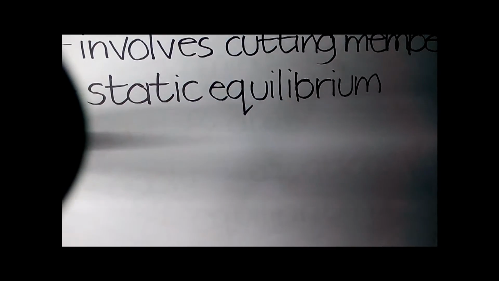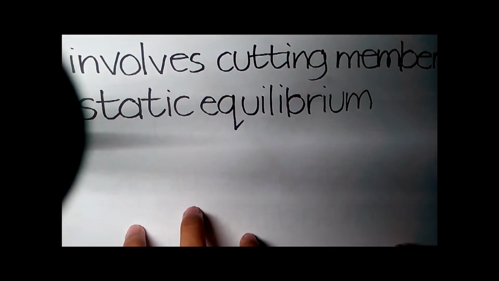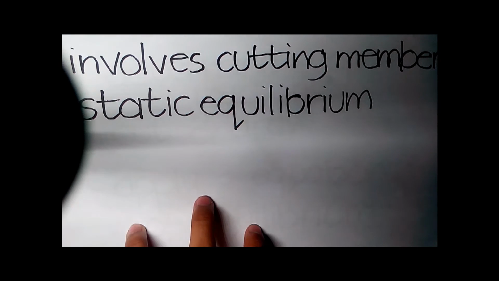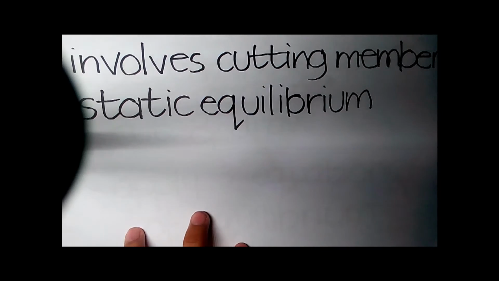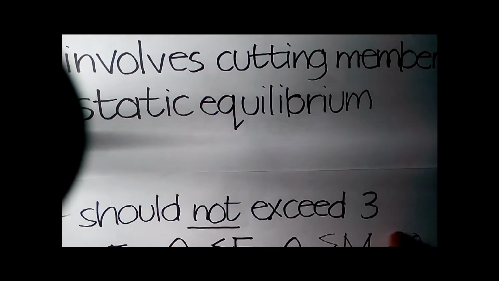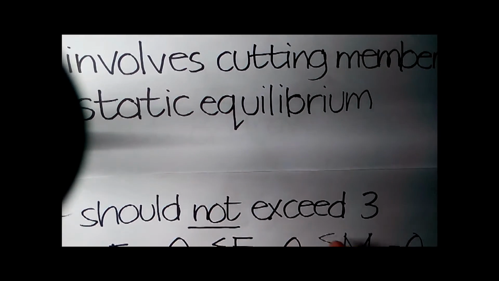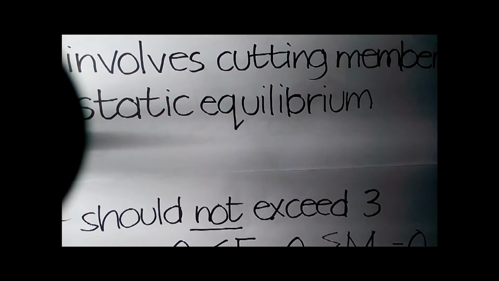To start, the method of sections involves cutting off members. So you will use a section line to cut members. The section line will serve as the X-ray to view the forces inside each member, but there is a restriction. You should not exceed 3 members. Should not, take note, should not exceed 3 members at a time.